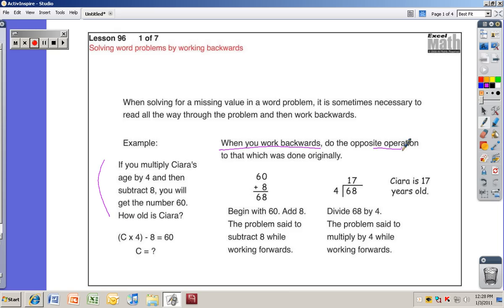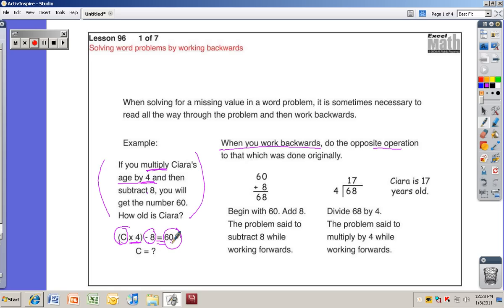So what they do is they take C, meaning Sierra's age. It says when you multiply her age by 4, Sierra's age times 4, and then subtract 8, you get 60. So you write an equation first that shows exactly what the problem says. Take Sierra's age, multiply it by 4, subtract 8, you get 60.